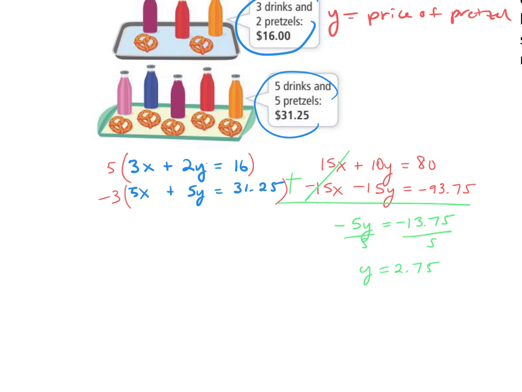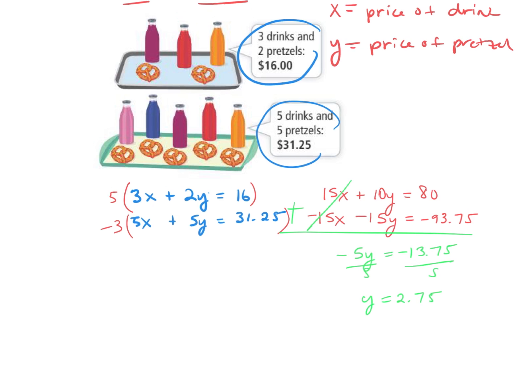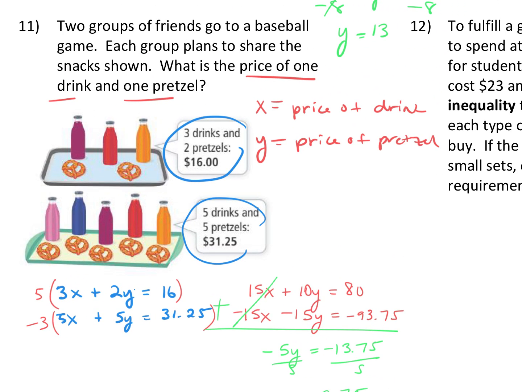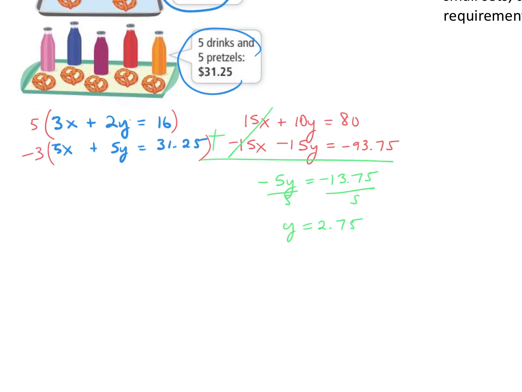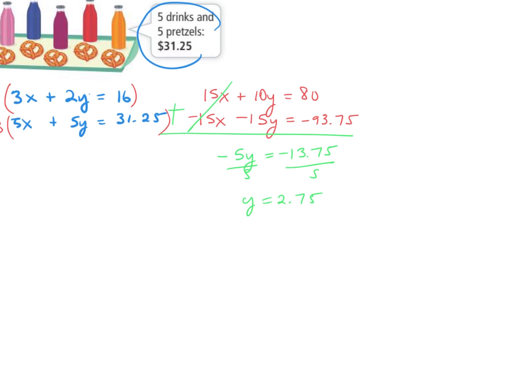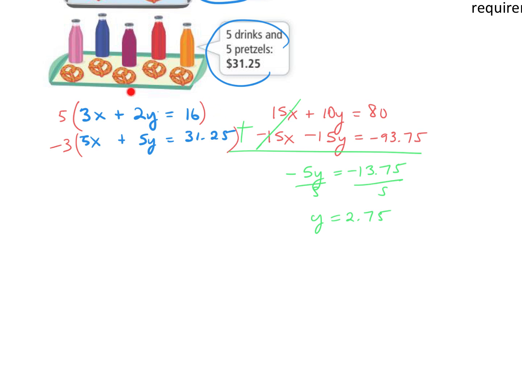So what did we just figure out? Didn't we define our variables up here? We just found the y, and we can see that y is the price of a pretzel. So pretzels are $2.75. We'll put our final answer in a sentence. Now, to get the x, we're going to go back to one of the original equations over here.